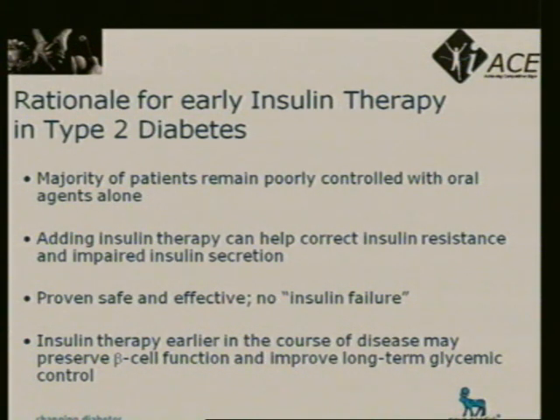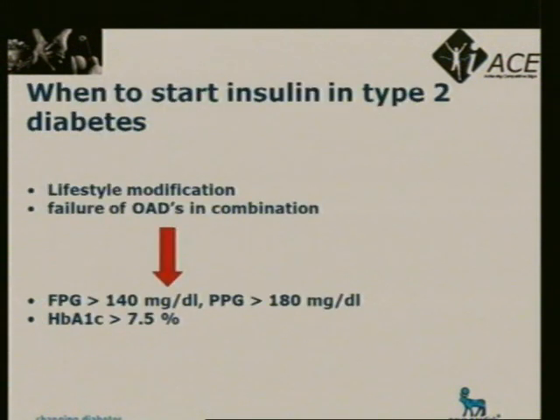The majority of patients remain poorly controlled with oral antidiabetic agents, and adding insulin therapy can help correct insulin resistance and impaired insulin secretion. It is proven to be safe and effective. There is no case of insulin failure, so to say, because any dose is acceptable in the control of blood sugar levels. And insulin therapy earlier in the course of disease may preserve beta cell function and improve long-term glycemic control, and therefore it has an important role in early treatment of type 2 diabetes.